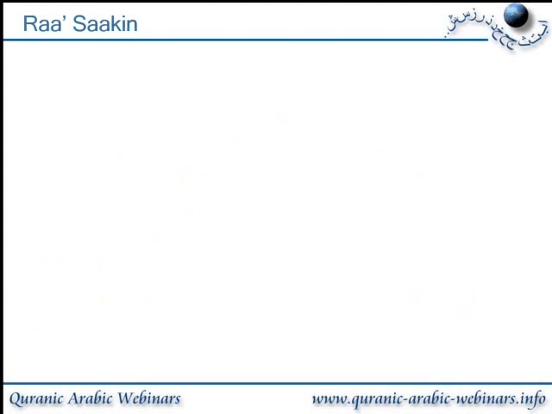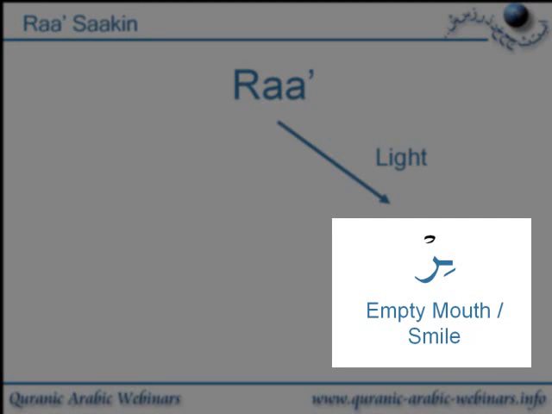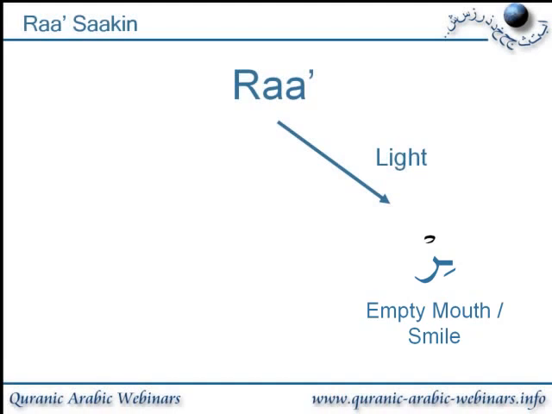Now, in terms of the Saakin, i.e. when Ra carries a Sukun, we have a simplified rule here. So if you have a letter with Kasra and then followed by the Ra Saakin, you'll pronounce this with an empty mouth, i.e. a smile. So we'll say Ir, Ir. Okay, Ir. And try not to roll too much on the Ra. It's difficult for non-Arabs, but you're not supposed to do the rolling of the Ra.